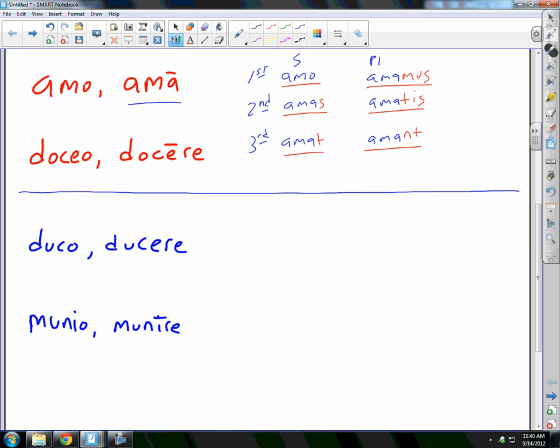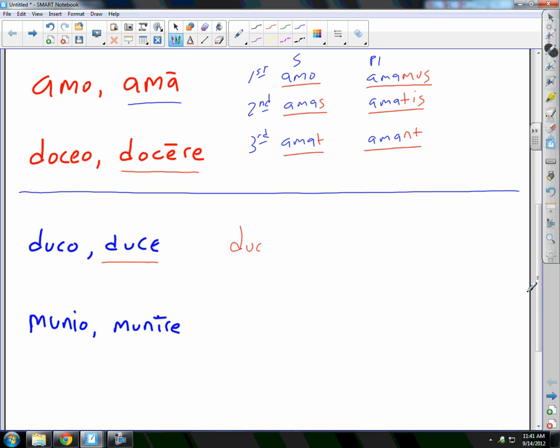I'm going to do the same thing whenever I conjugate docere. I'm going to wipe off the -re, leave me with doce, and add -s, -t, -mus, -tis, -nt. Now, when I get to the third conjugation, ducere, again, I'm going to wipe off the -re. And that leaves me with duce. There is no long mark over that e, so that e is going to go away.